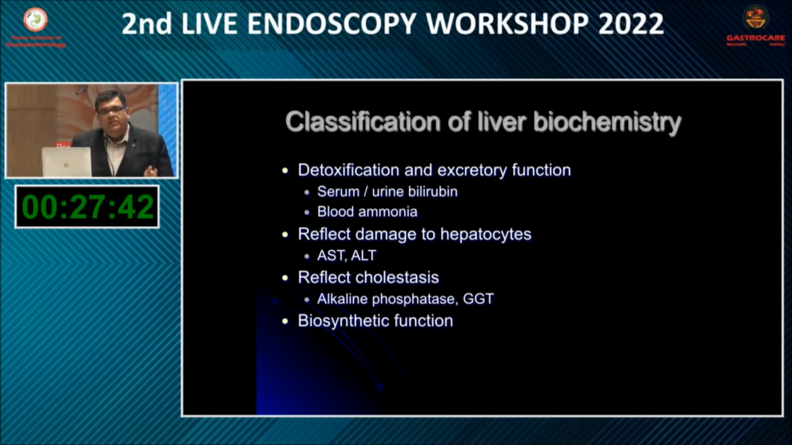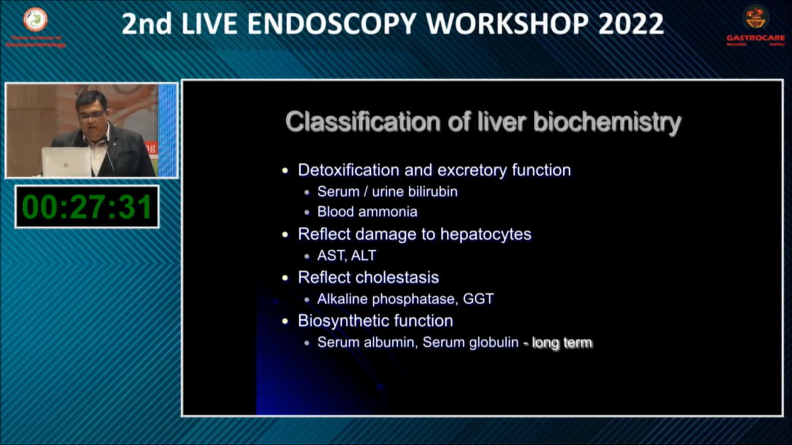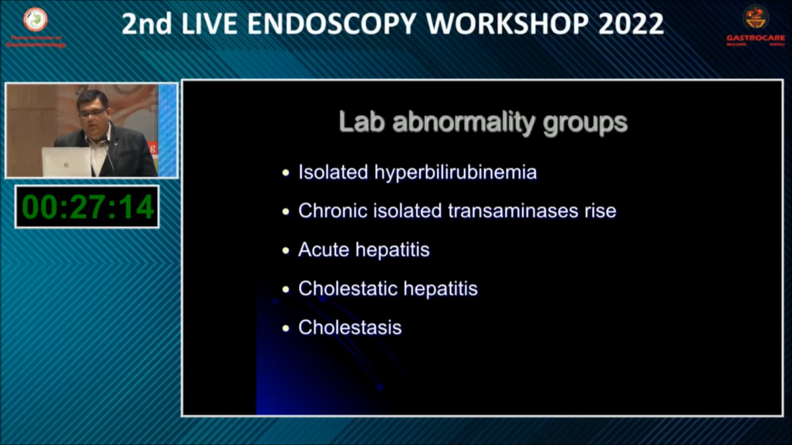And then the fourth function is to synthesize proteins. So the fourth group of tests tells you the ability of the liver to form good proteins in the body. Which are these? Serum albumin, which is for the long term, and coagulation factors like prothrombin time, INR, which are useful for short term as well as for long term functioning. Therefore, when we look at an LFT or liver biochemistry and you find something abnormal, you want to classify that LFT into one of these 5 groups.